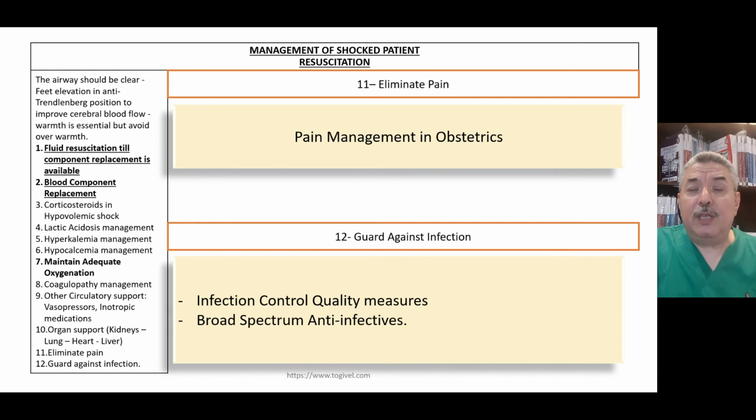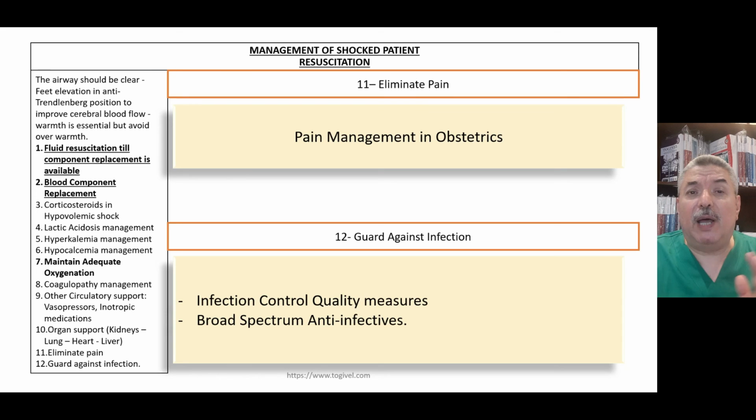Now, the last two things are pain management. In cases of septic shock, don't give non-steroidal anti-inflammatory drugs. In cases of shock, usually I don't use morphine. I don't want anything which affects the CNS of the patient or causes CNS depression. So the best thing is pethidine. And if you need, you can give regional anesthesia, by the way, if you don't have bleeding tendency, of course.